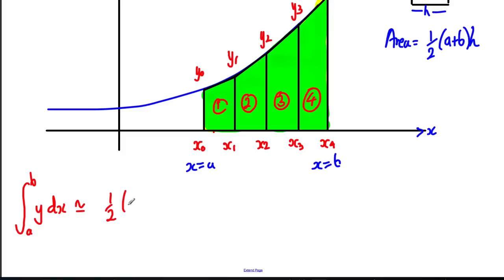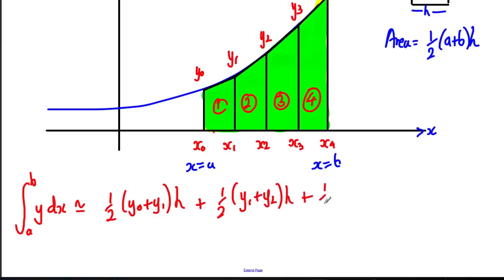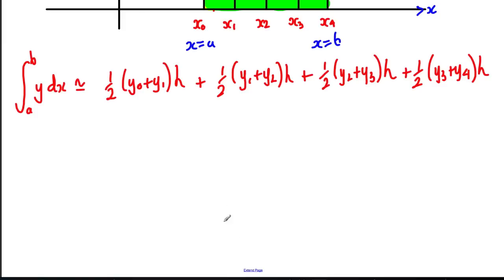The sum of the two heights, so y0 plus y1, times the distance between them, which we've said is h, plus this one, a half, y1 plus y2, and the distance between them, which is h, plus this one, a half, y2 plus y3, multiplied by the distance between them, which we've called h, and plus a half, y3 plus y4, multiplied by the distance between them, which is h. Now suppose we added these up.